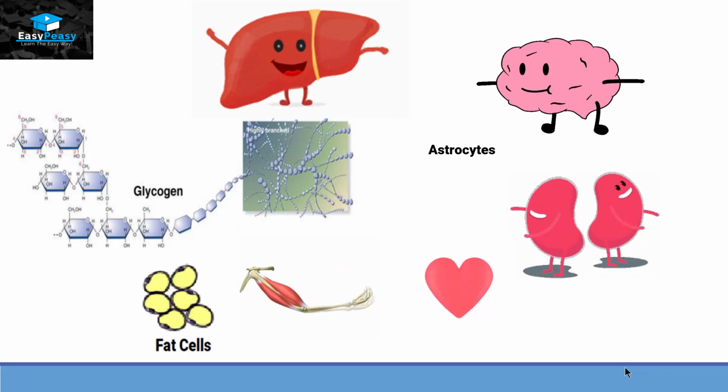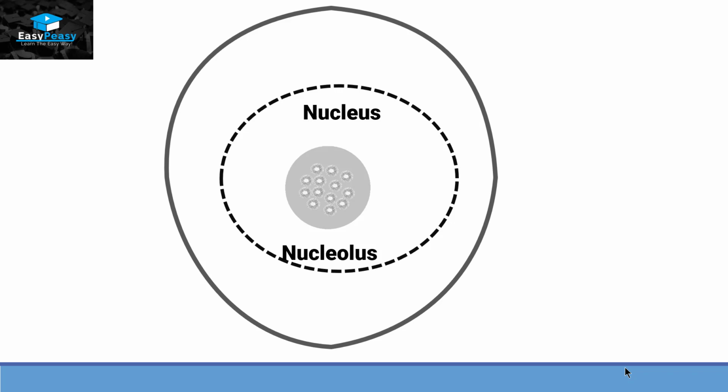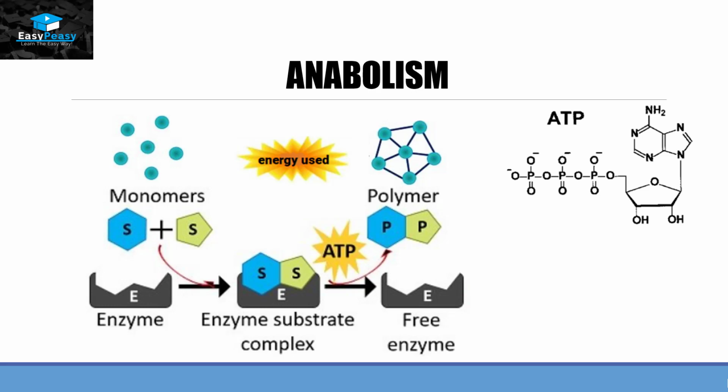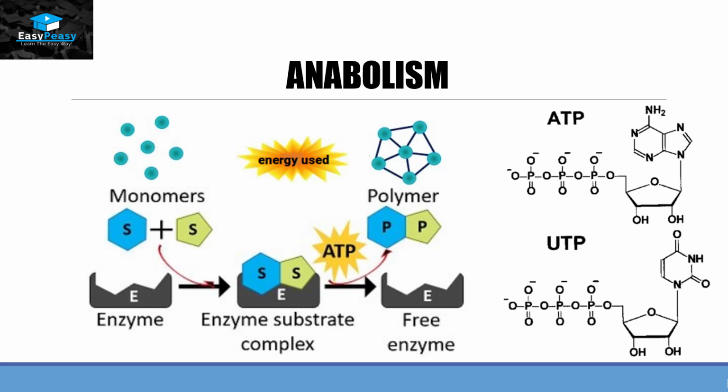and fat cells. Inside the cell, the conversion of glucose into glycogen usually occurs in the cytoplasm. It also comes under the category of anabolism because glucose is a monomer and it will use energy and convert itself into glycogen, that is the polymer. The energy they use will be in the form of adenosine triphosphate or ATP and uridine triphosphate or UTP. Now let's start discussing the process.